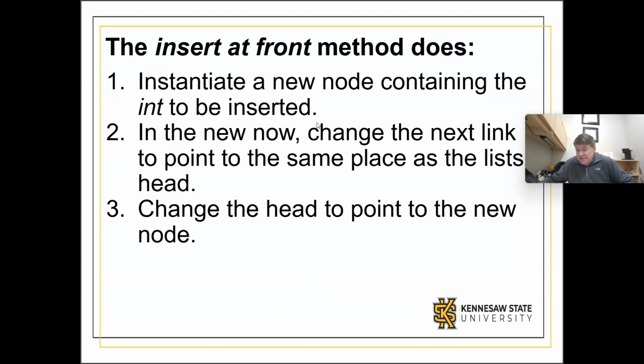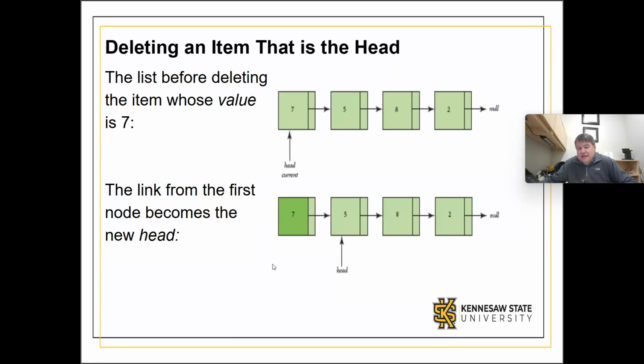Okay, so the steps were you create a new node, you point the new node's next link to the same place as the original head of the list, and then you change the head of the list to point to the new node. So it's actually really just 3 operations to get it in there. All right, how about deleting an item out of a list? Well, if you're deleting the item that's at the front of the list, it's actually quite easy. So assuming that we have our head here at the beginning of the list, all we need to do is move head from here to here.